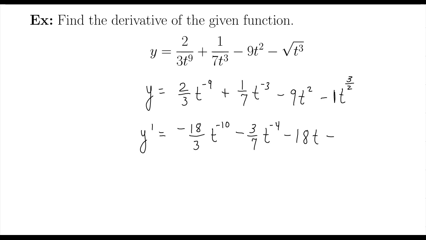Minus, understood 1 in the front of here, or negative 1, times 3/2 is negative 3/2. t to the 3/2 minus 1. 3/2 minus 1 is the same thing as 3/2 minus 2 over 2, which is just 1/2.